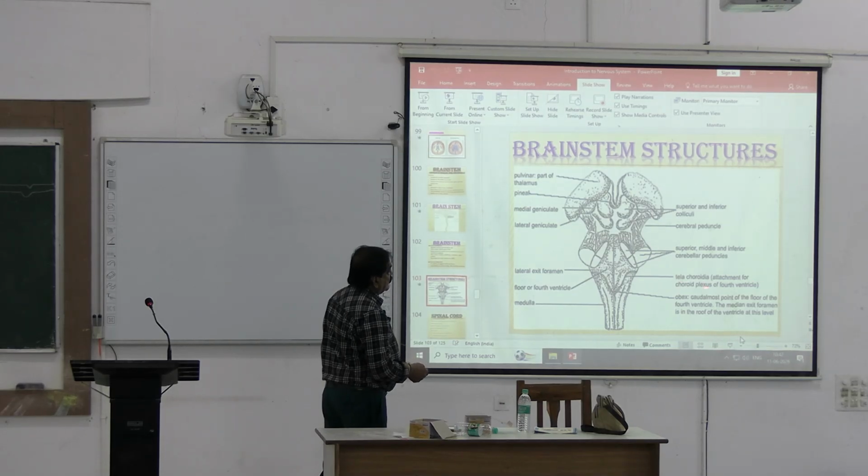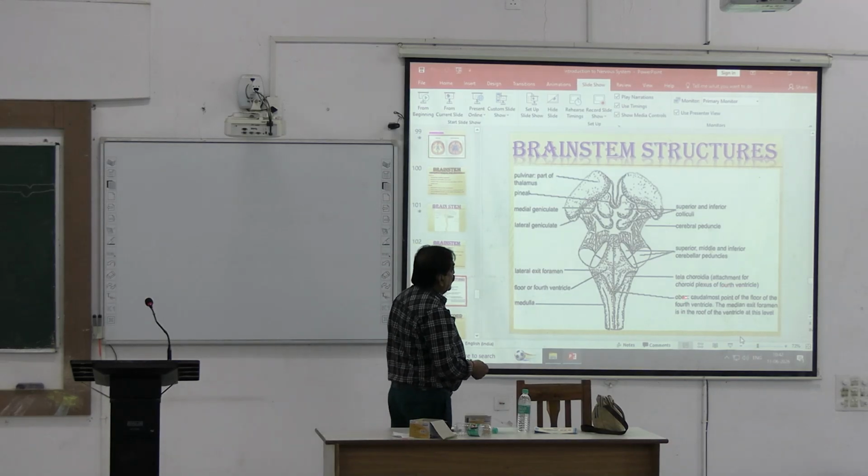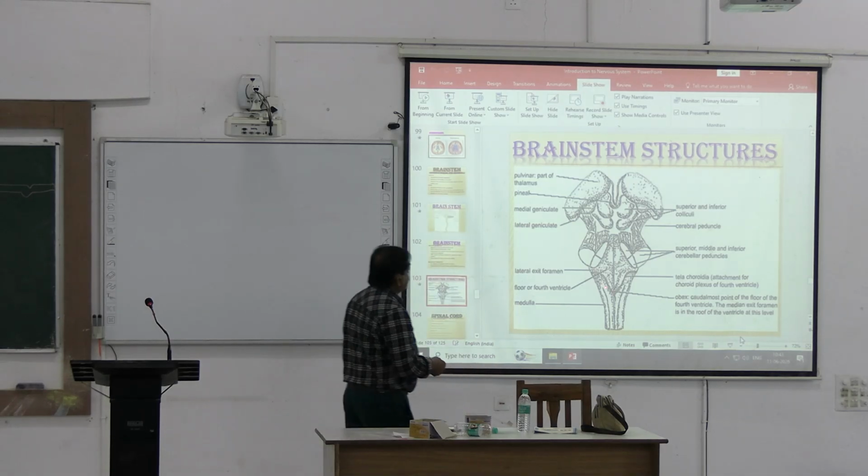Tela choroidea, attachment for choroid plexus of both ventricles, and medulla itself. Now, obex, caudalmost point of the floor of the fourth ventricle. The median foramen is the roof of the ventricle at this level.